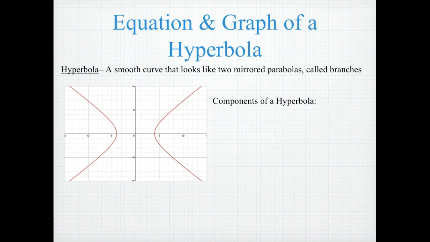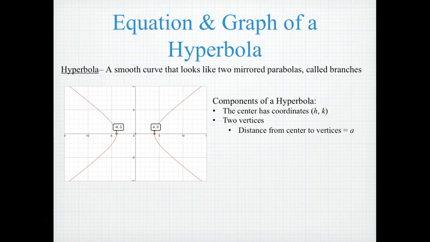So the components of a hyperbola are as follows. There's a center, which has coordinates of (h, k). The hyperbola provided has a center at the origin. There are two vertices, and the vertices are the closest points on each branch to the center. In this case, (-4, 0) and (4, 0) are the closest points from each branch to the center. The distance from the center to the vertices is given by the value of a.